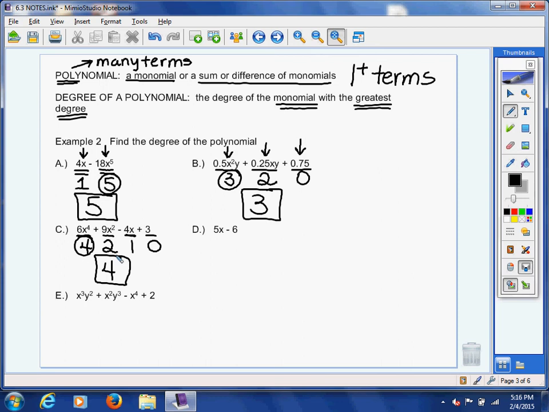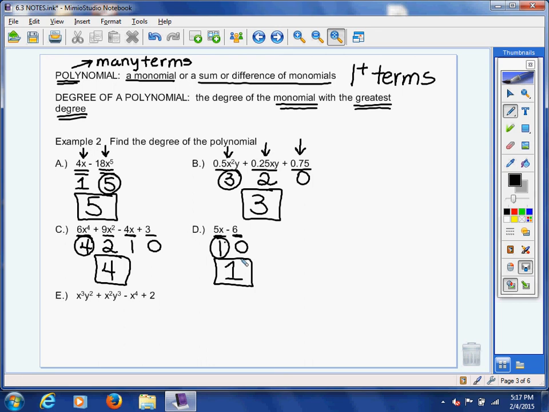Let's look at letter D, 5x minus 6. I see 2 terms here in this polynomial. This is a 2-term polynomial. So 5x, the x has an understood 1 exponent, so that's the degree of the first one. And 6, with it not having any variables, it's a constant. All constant numbers have a degree of 0. So of those 2 numbers, 1 or 0, which one's bigger? That's right. And so 1 is the degree of that entire polynomial. It's always the biggest number.